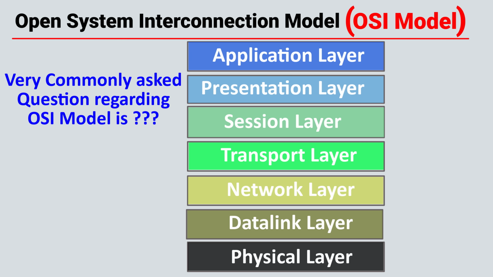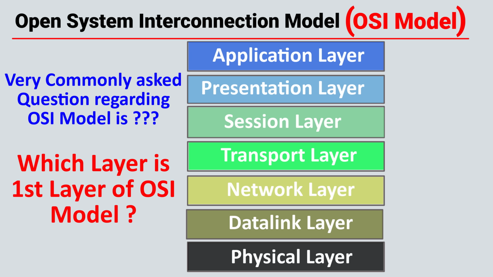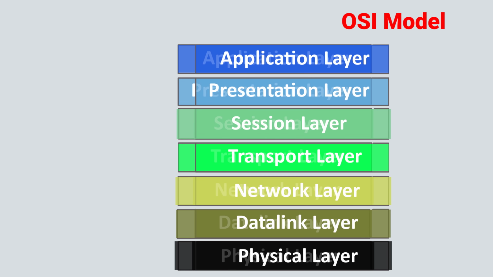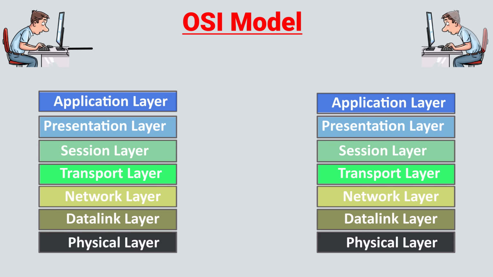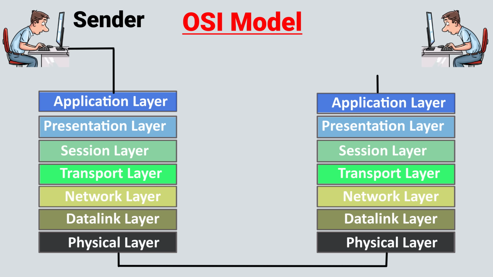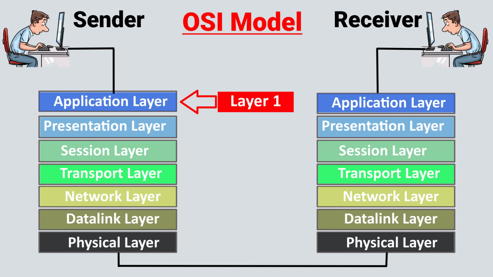A very commonly asked question regarding OSI model is which layer is the first layer of OSI model? On top of all, the application layer, or the bottom one, physical layer? To answer this question, always remember it depends on your position, meaning whether you are on the sender side or on the receiver side. If you are on the sender side, then the top layer of OSI model, the application layer, is your layer 1, because as a sender you will interact or come in touch with the application layer first.